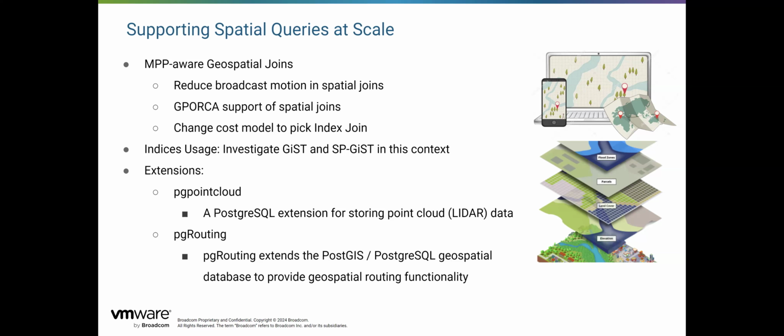And then also changing the cost model so you can pick index joins better, so for spatial nested loop index joins, and also improve index usage for these kinds of spatial joins.